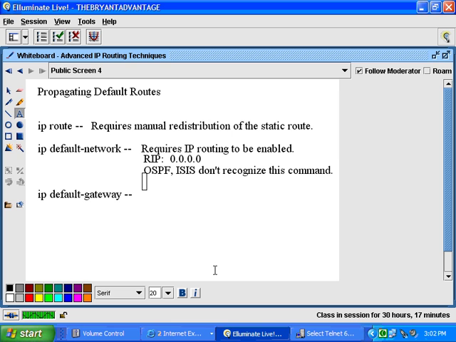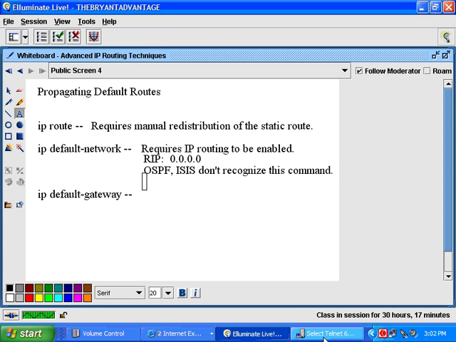The keys here for the exam are that for IP default network, we have to have IP routing enabled. With RIP, the network that we're going to see, as you saw, is actually a RIP default network to the network 0.0.0.0. And OSPF and IS-IS themselves do not recognize this command.